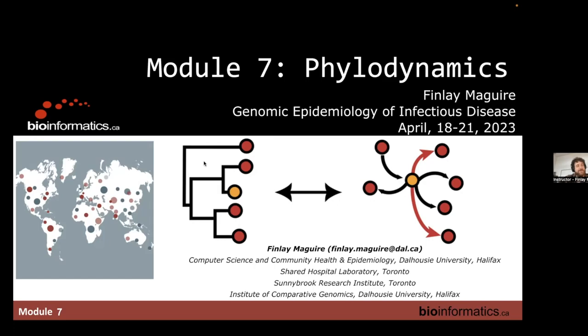Module 7 is all about the joys of phylodynamics. So, quick introduction to myself. I'm Finlay Maguire. I'm an assistant professor at Dalhousie University, jointly appointed in computer science and community health and epidemiology, despite having a microbiology background. And I'm also pathogenomics bioinformatics lead for the shared hospital lab in Toronto, which is based at Sunnybrook Health Sciences Centre, which is a very large medical microbiology lab where we do lots of sequencing, COVID and otherwise, and work with many of the fine other faculty today.